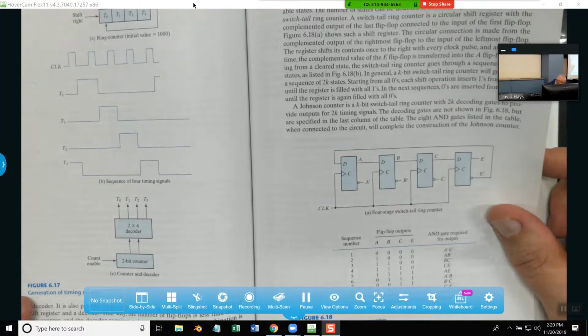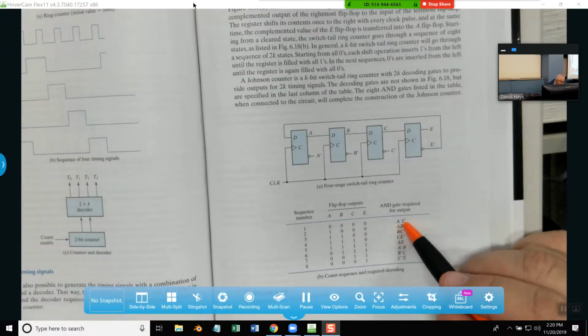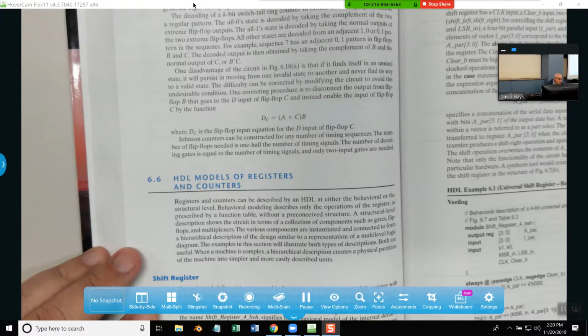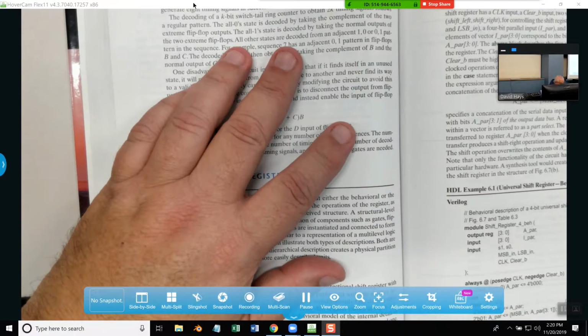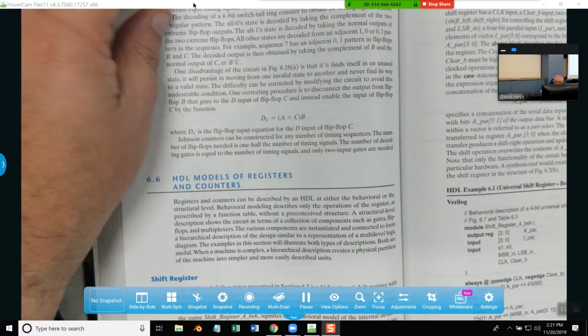The all 1 state is decoded by taking the normal outputs of the 2 extreme flip-flops. All other states are decoded from an adjacent 1, 0, or 0, 1 pattern sequence. For example, sequence 7 has an adjacent 0, 1 pattern, flip-flops B and C. Decoded output is then obtained by taking the complement of B and normal output of C, or B prime C.